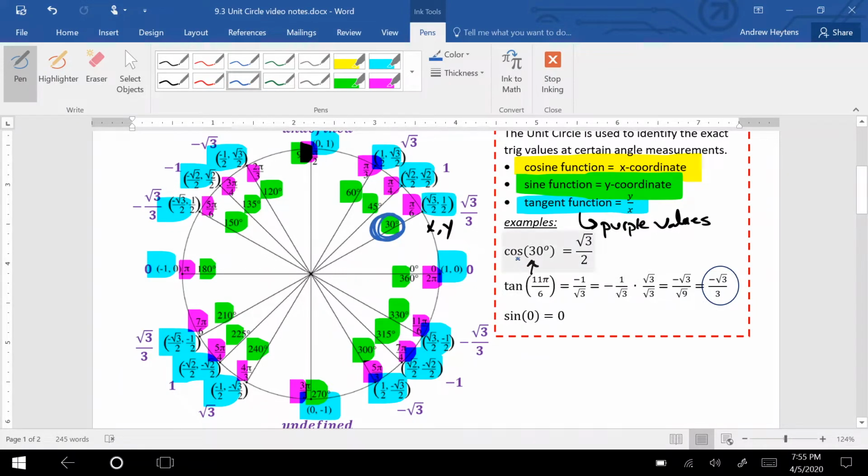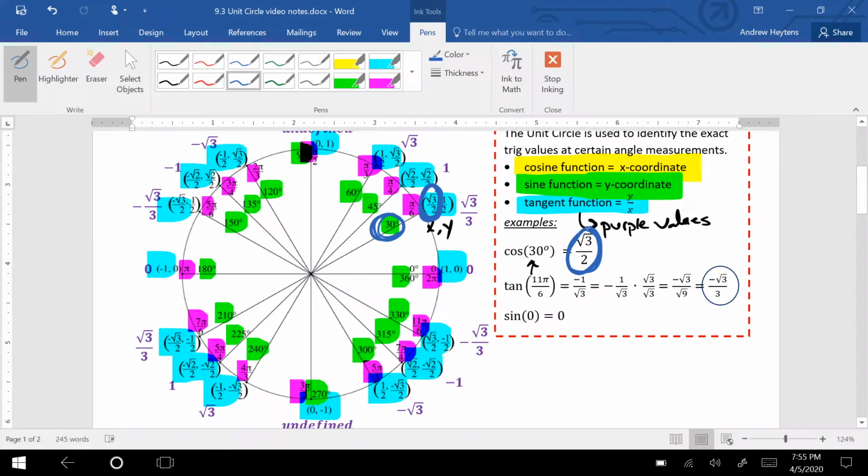And then they want the cosine at 30 degrees. Okay, so then you go back up to your table here. Cosine is the x-coordinate. So you know you want to be evaluating at 30 degrees. 30 degrees is right here. Then you go up to your coordinate. The x-coordinate is cosine. The x-coordinate at 30 degrees here is square root of 3 over 2. So the cosine of 30 degrees is square root of 3 over 2.